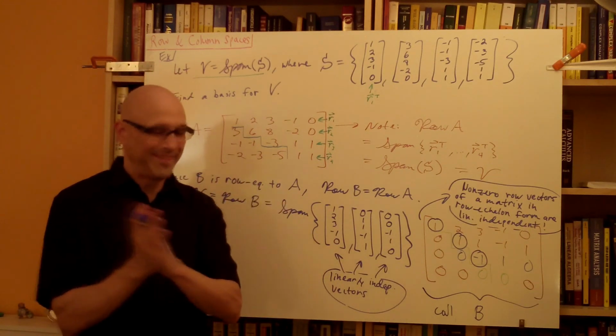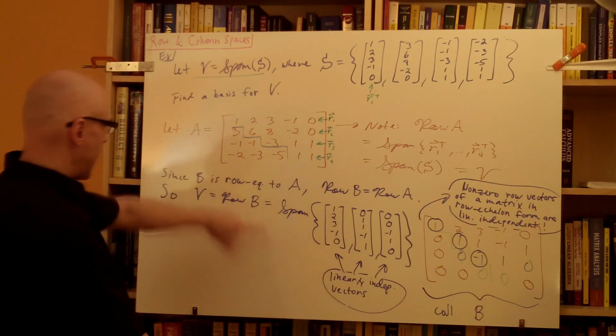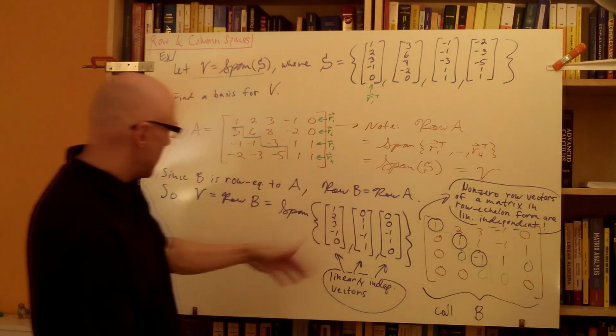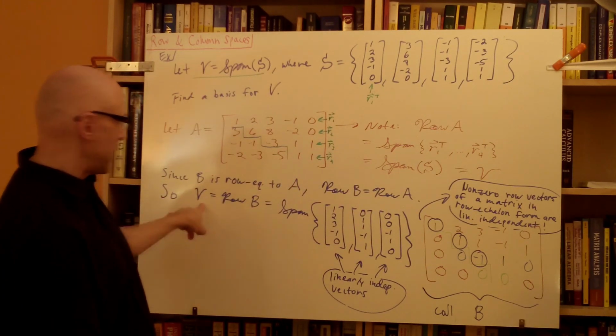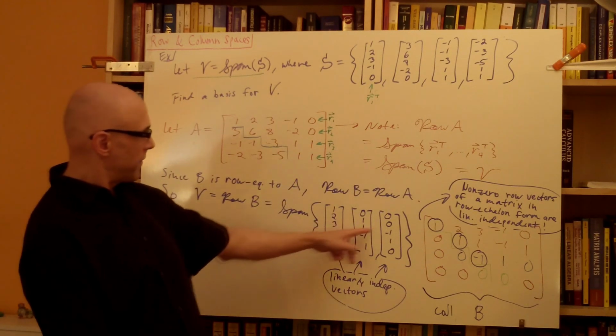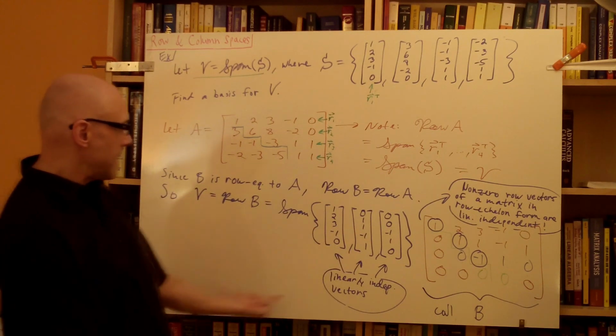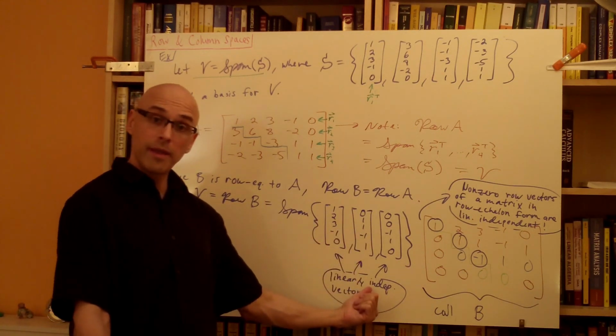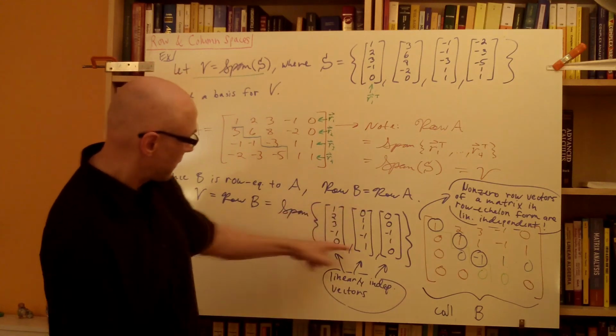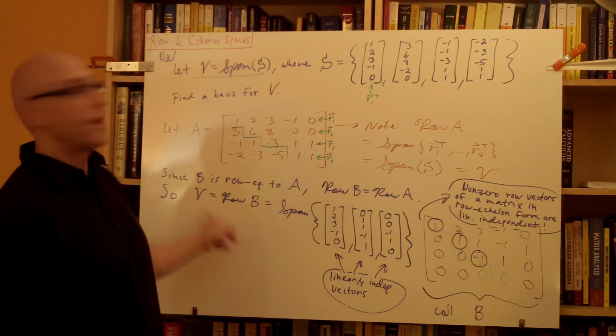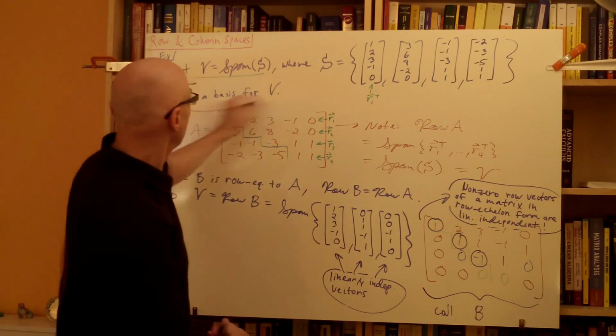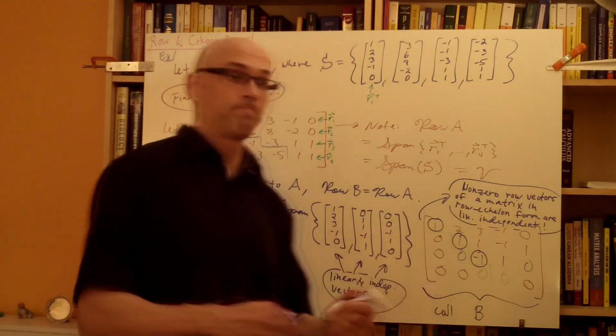What have we got? We have found that these three vectors span V, right? The span of these three vectors is equal to V, and yet the three vectors are linearly independent. Therefore, this set of three vectors is a basis for V. And that is what we wanted to do, was find a basis for V. So we're done.